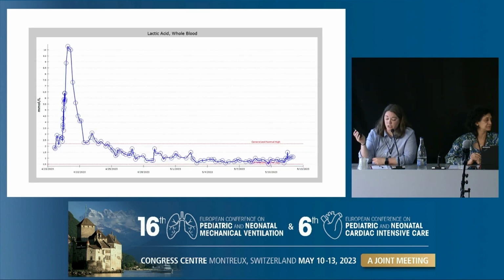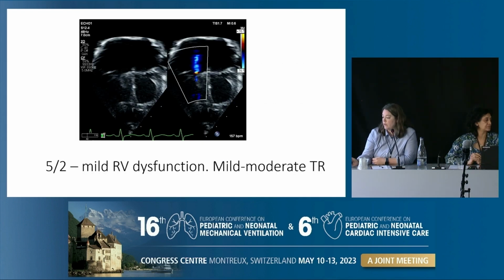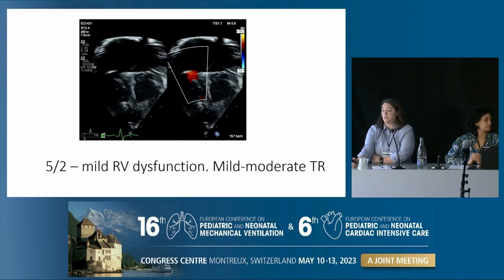This is the lactate, just to also include where this has been. On surgery, it peaked at around 10, and then had come down and been within the normal range. So this is on the 2nd of May, showing some mild RV dysfunction and mild to moderate TR.